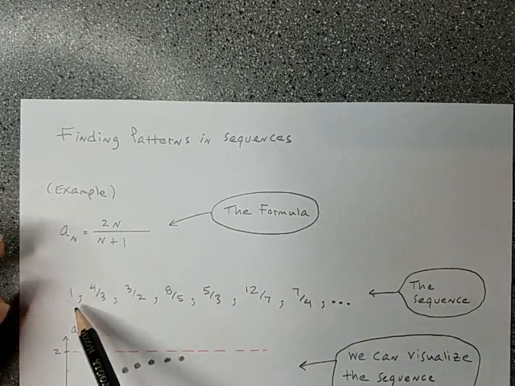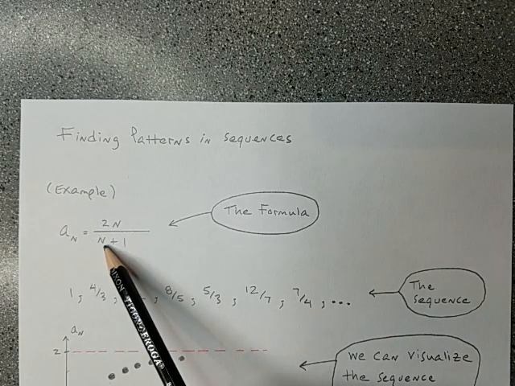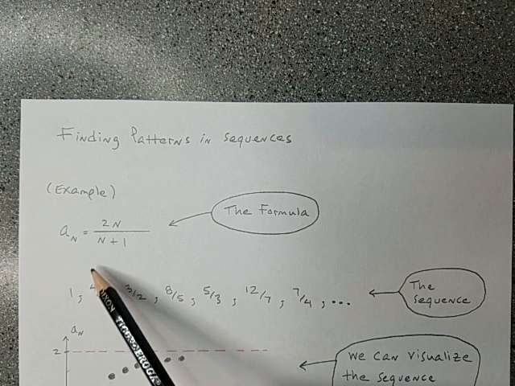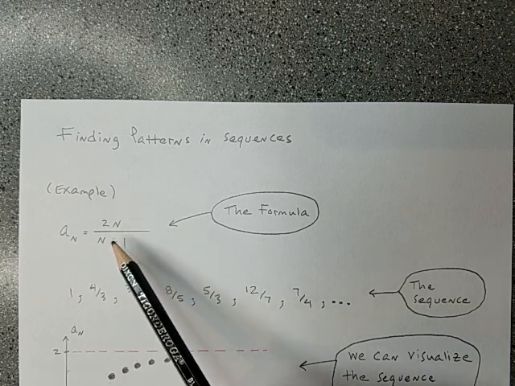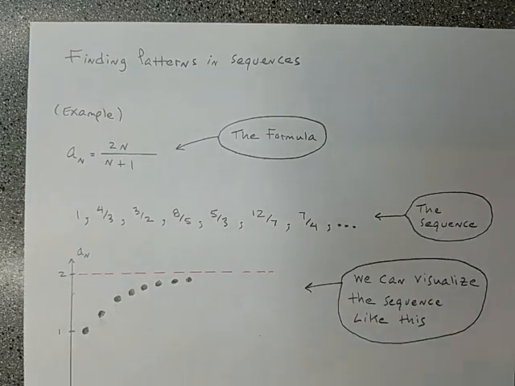First term is, well, how would you find the first term? You put 1 for n. It's 2 over 2, so that's 1. How do you find the second term? You put 2 for n. That's 4/3. All right, you get the idea. There's the numbers. That's the sequence.